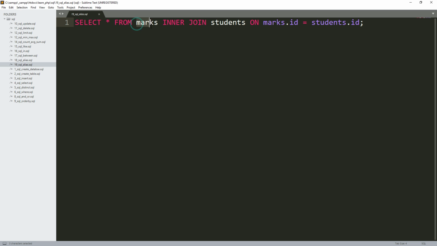Select from what? From marks. Then we put inner join. Inner join means that we are going to select from what?